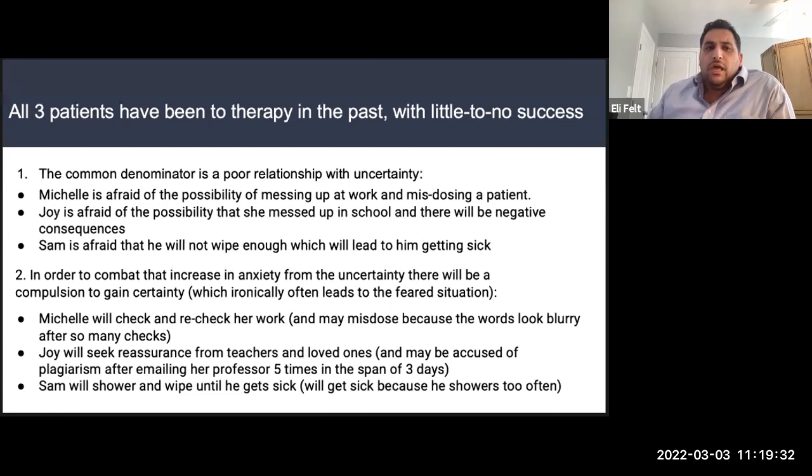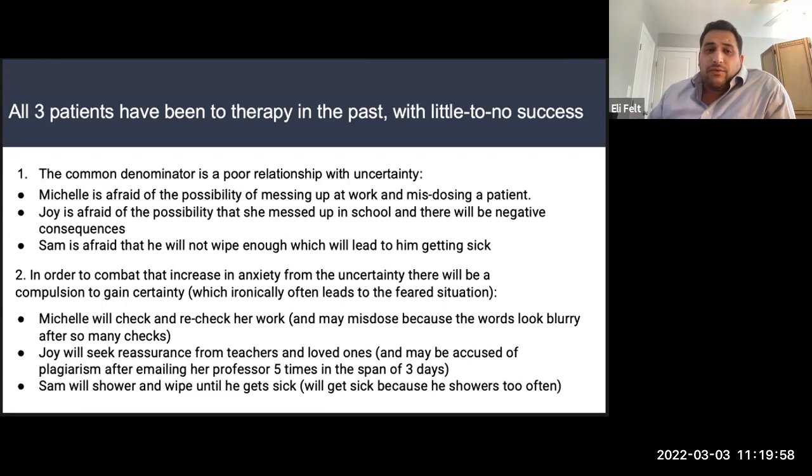And if you look at it, Michelle is afraid of the possibility of messing up at work, right? And misdosing someone. Joy is afraid of the possibility that she messed up in school, and therefore there's going to be negative consequences. She'll get expelled, etc. And Sam's afraid that he won't clean himself enough and he'll drink something that's contaminated, he'll get sick. And all of them are uncertain of this thing, which then creates this anxiety. And in order to get rid of it, they're going to do a compulsion to try to reduce that anxiety.